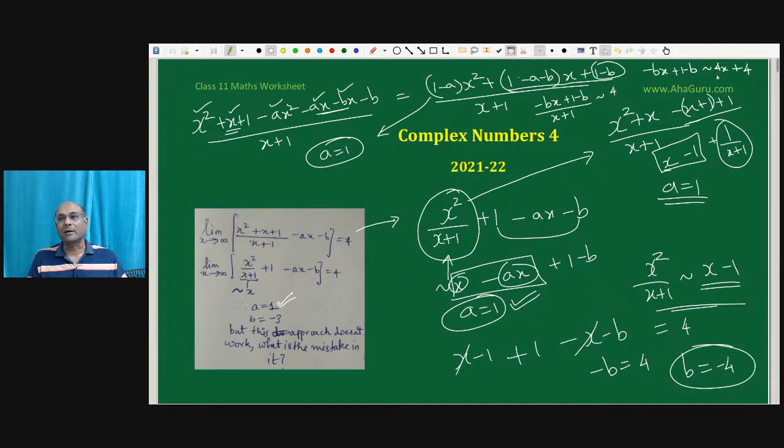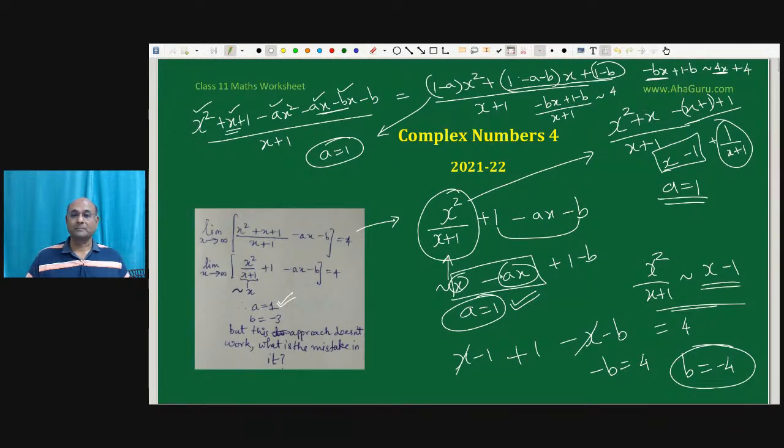How is that going to work? Unless minus b was 4, this won't work. No. But if minus b was 4, will my limit be 4? So minus b is 4 means b is equal to minus 4. But if I put b equals minus 4, this will become 5. Is that a problem? Actually, it's not a problem.